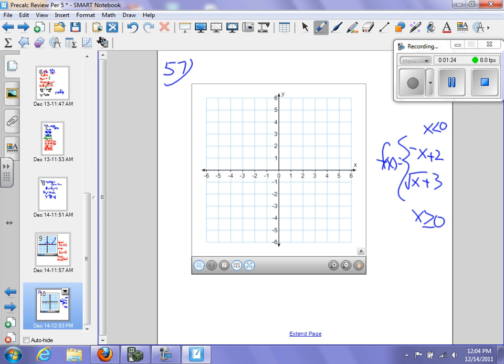So f of x is equal to negative x plus 2 when x is less than 0. Let's just start at the point 0. What would f of x be? F of x would be negative 0 plus 2. So it would be 2, but since it is less than 0, I'm going to have an open circle there.